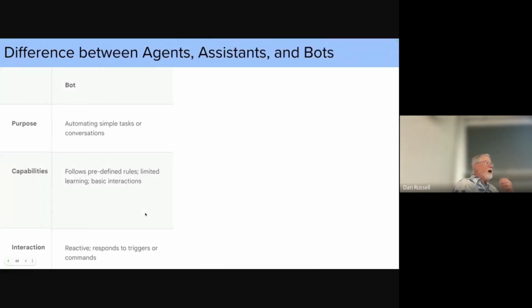So we've got these different categories of things. We've got intelligent agents, intelligent assistants, and bots. So in some sense, here's a distinction. A bot is an old-fashioned agent, right? They automate simple tasks.